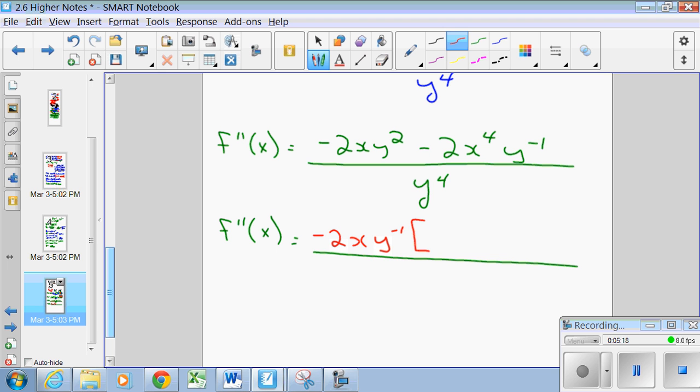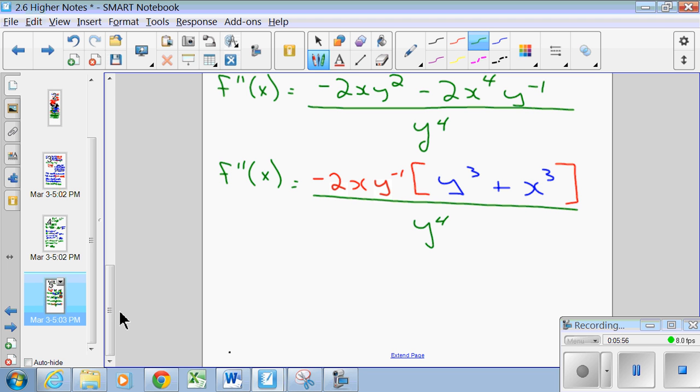If you take the 2 away from the 2 and the x away from the x and then y to the negative 1 away from y squared, what's left in here is y cubed, y squared divided by y to the negative 1. Negative 2 divided by negative 2 makes our next term positive, and factoring out an x makes this x cubed, and y to the negative 1 take away y to the negative 1, the y value is out front, and my denominator is still y to the fourth.